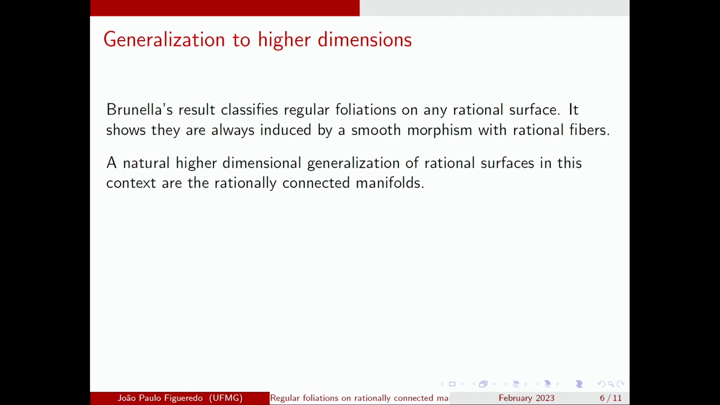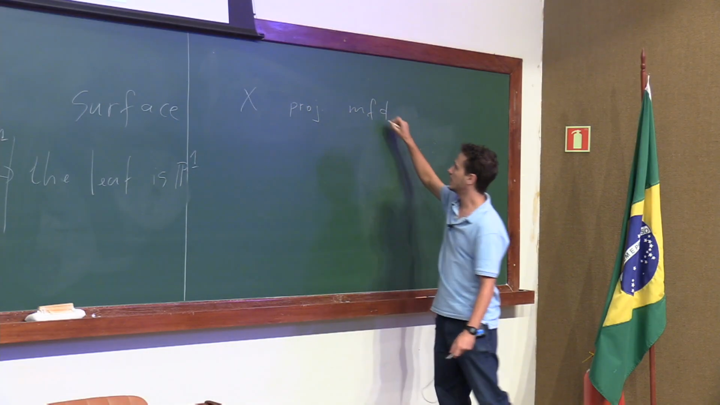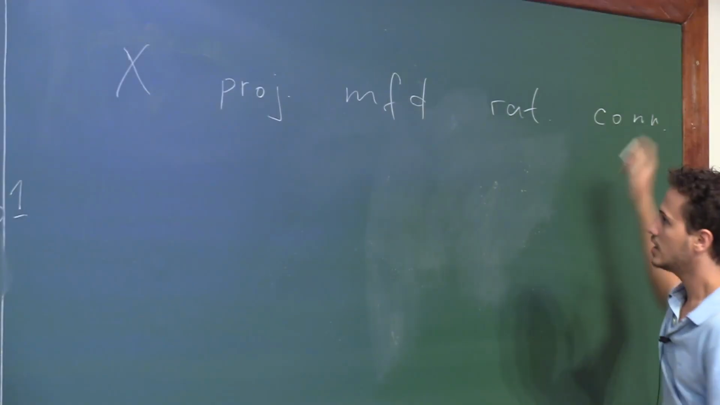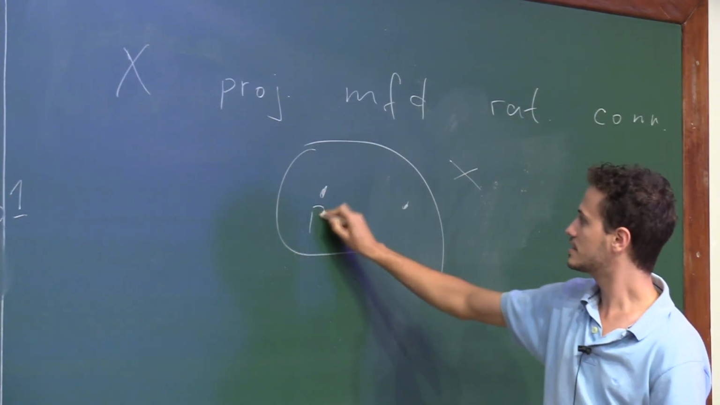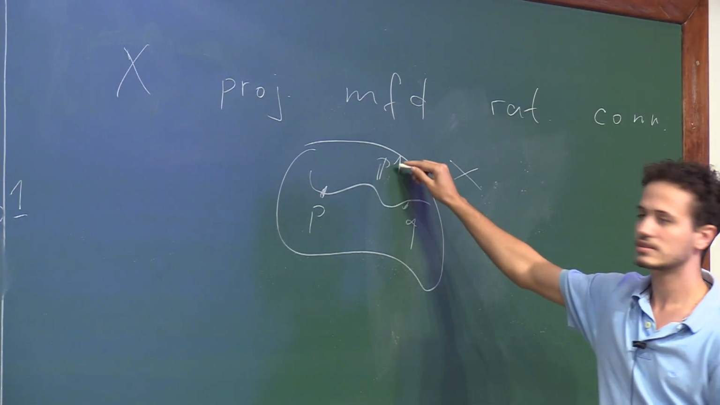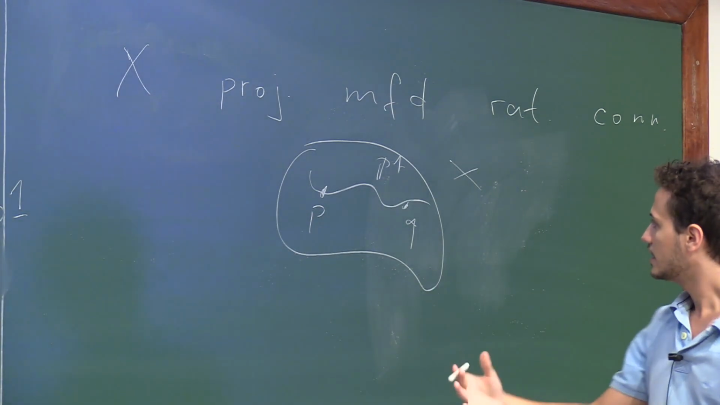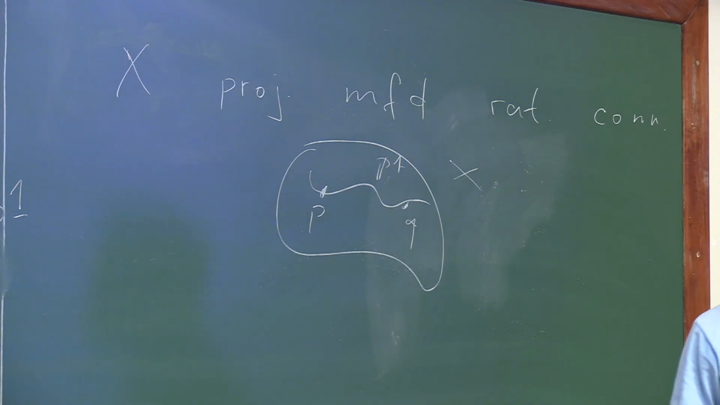A projective manifold X is rationally connected if you consider any two points, you can always find a rational curve connecting these two points. So you can see that rational surfaces are rationally connected. And you consider this class of manifolds in higher dimensions.